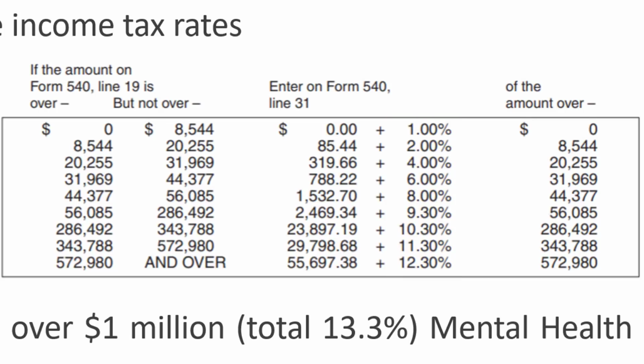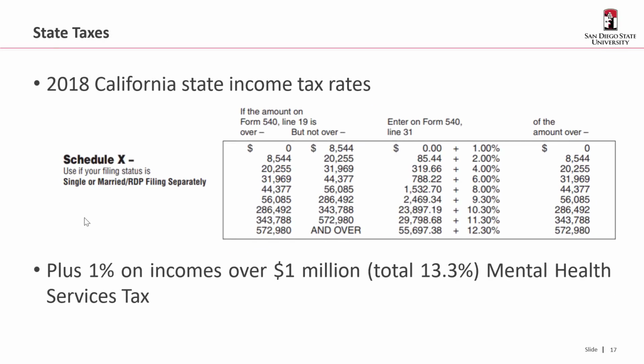Interestingly enough, when California publishes its tax rates, it always leaves off the additional 1% on income over $1 million. So actually the top marginal rate is actually 13.3%. That's called the Mental Health Services Tax and was passed a few years ago by the voters of California.